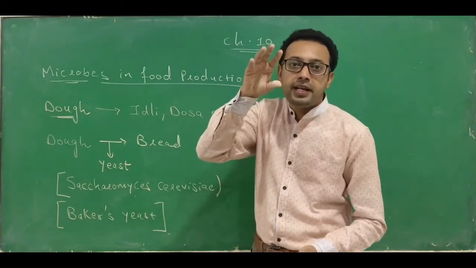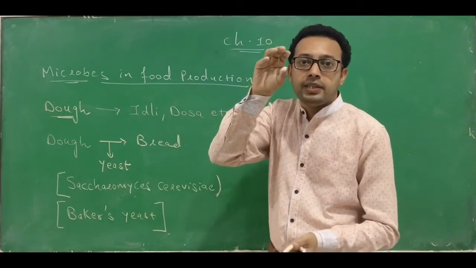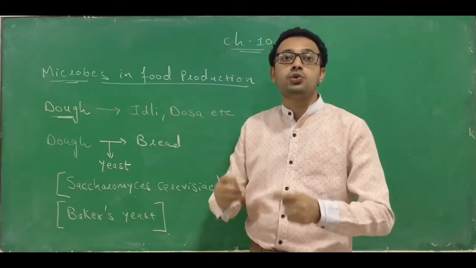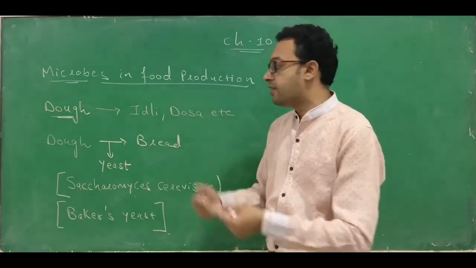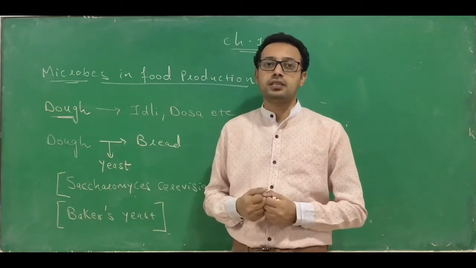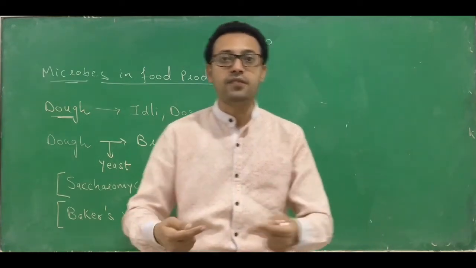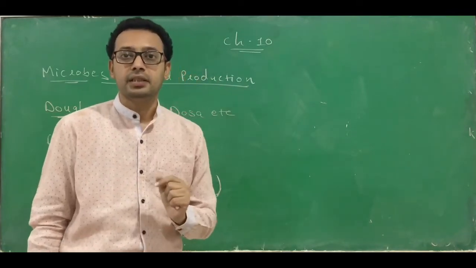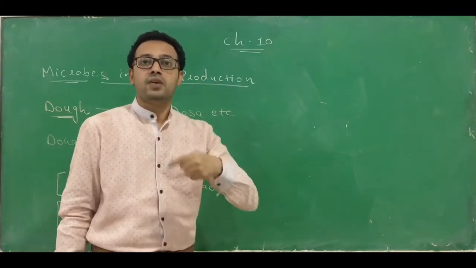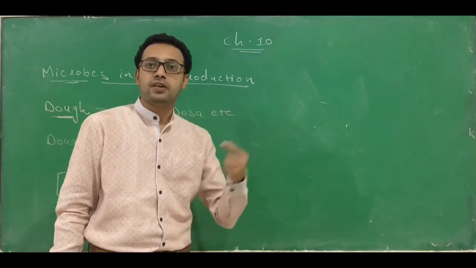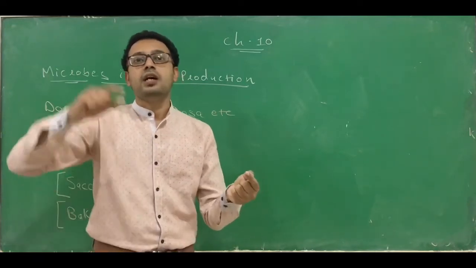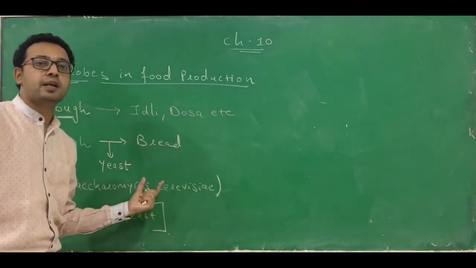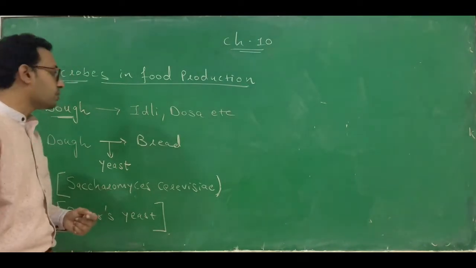You know that bread has a puffy appearance, fully porous. That puffy appearance is due to the production of carbon dioxide during the fermentation by this yeast. Okay, carbon dioxide is released during the fermentation. You might have learned about anaerobic respiration in the 11th standard. Fermentation is a type of anaerobic respiration, and carbon dioxide is generated, and that carbon dioxide gives a puffy appearance to the bread. Okay, so this is going to be useful.